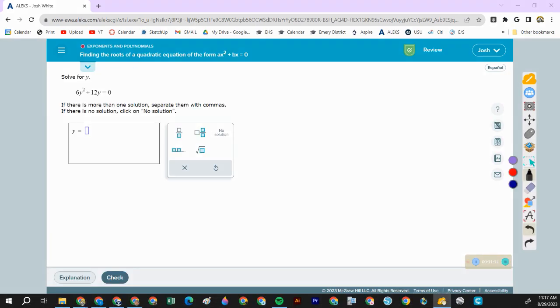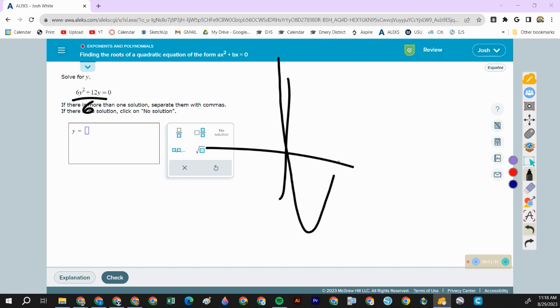How about this one? We could divide by 6. Now, is that going to change the graph? Yes. But it won't change the roots. So this quadratic looks something like this. Well, actually, it's going to be like this.